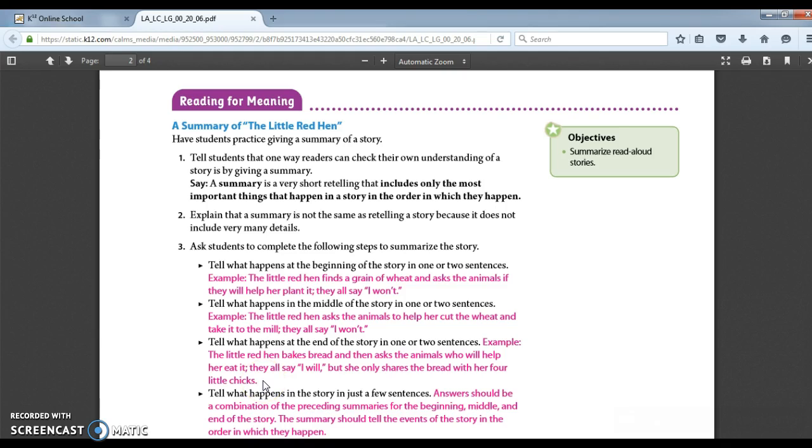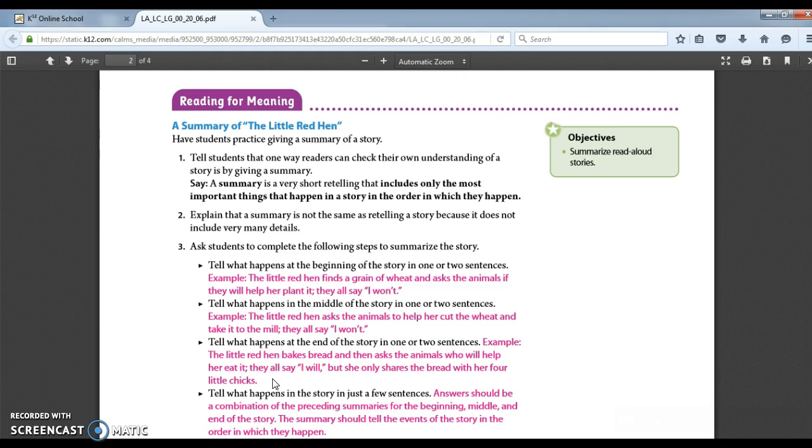Now, I want you to look at your learning coach and tell them what happens in the story in just a few sentences. You're not going to retell the entire story. You're only going to tell them what happens in the story, using just a few sentences. You're going to give them a summary of the story.